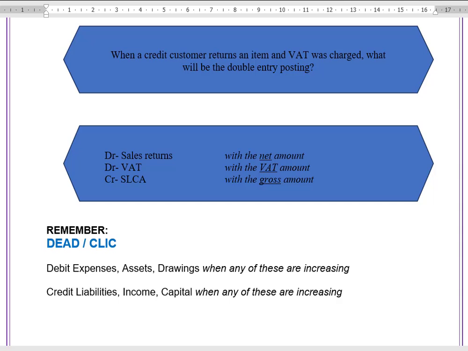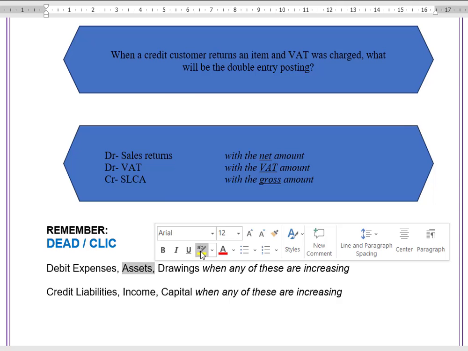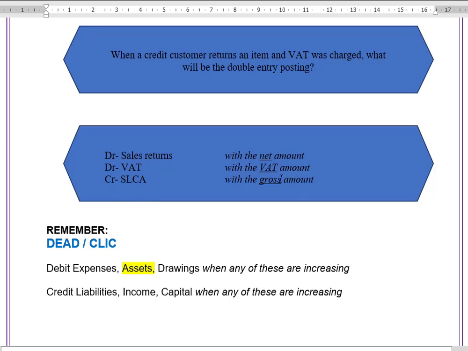you will debit expenses, assets, drawings when any of these are increasing, and you will credit liabilities, income, and capital when any of these are increasing. So it implies to me that the debtors is reducing because the customer returned some things to me. They are no longer owing me the money. So I will credit SLCA, which is an asset in your hands. We credit SLCA with the gross amount.